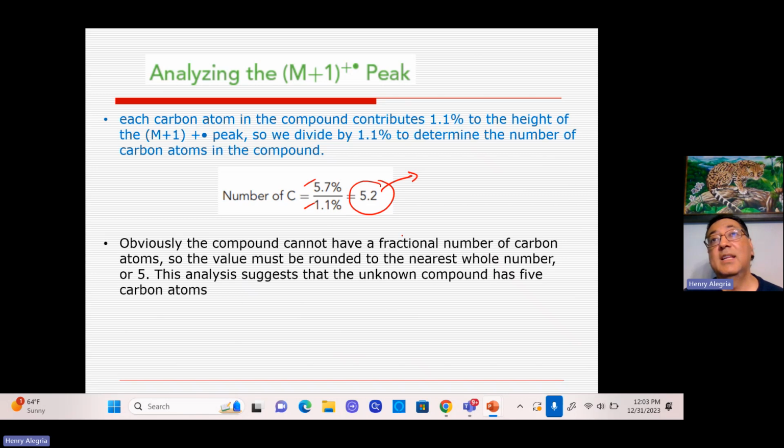Now, since we can't have a fraction of an atom, we can't really have 5.2 carbon atoms. What you do is you just round it to the nearest whole number. So this tells us that this molecule should contain 5 carbon atoms. All right, so there we've determined the number of carbon atoms that we have in this molecule.